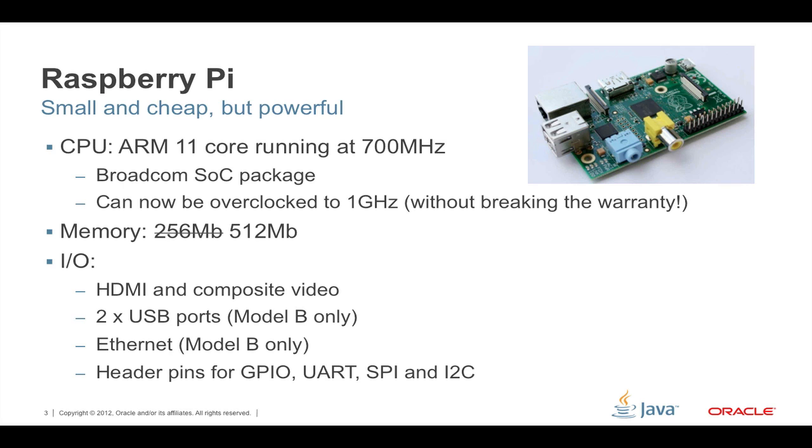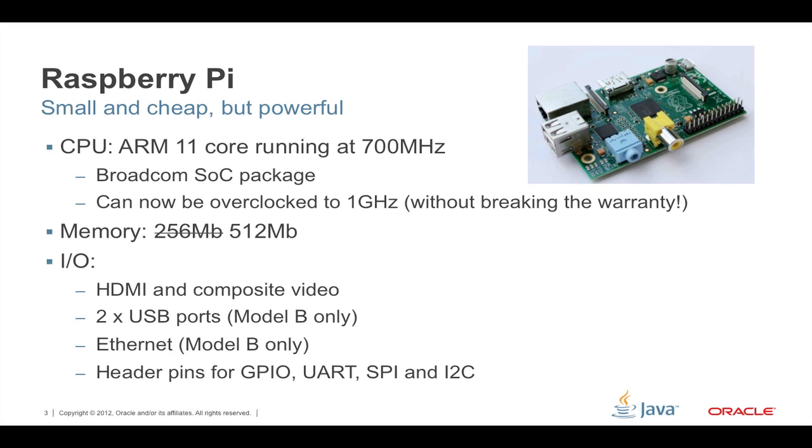I typically run mine at 900 MHz and I've not had any problems at all in terms of stability of the board or applications. Originally shipping with 256 megabytes of memory, the new boards now have 512 megabytes, so there's plenty of room for application code. From an I/O perspective, you can connect the board to a monitor or a TV screen using either the HDMI or a composite video output.